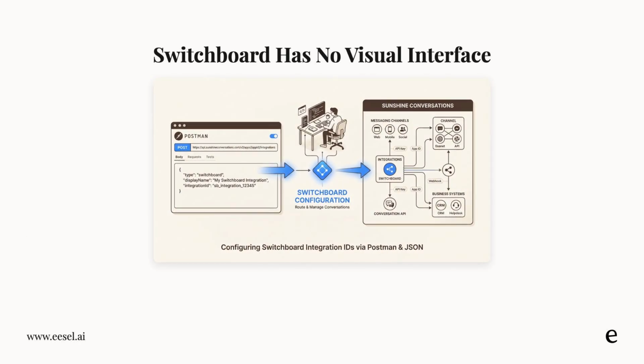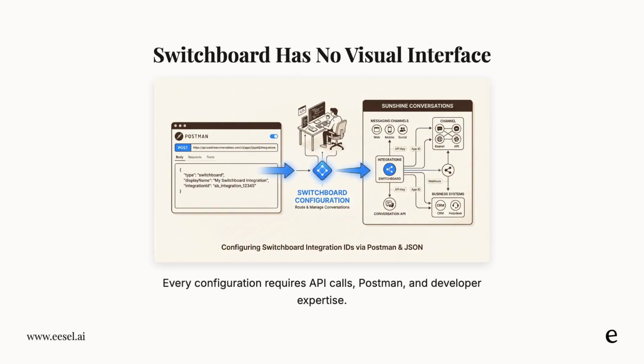Here's the catch. None of this has a visual interface. To find your Switchboard ID, list your integrations, or change a default responder, you need Sunshine Conversations API credentials, a tool like Postman, and comfortable knowledge of JSON. For most support teams, that means involving a developer.